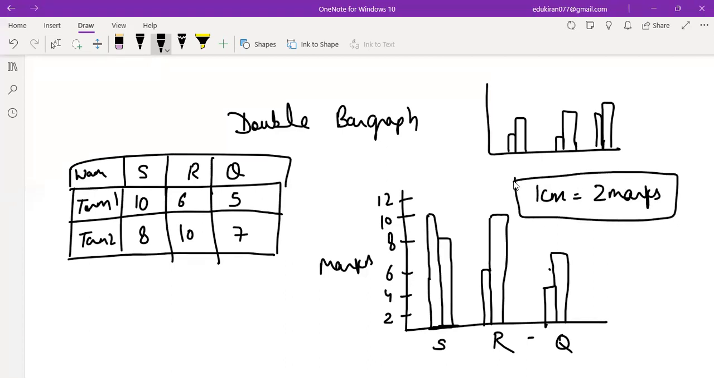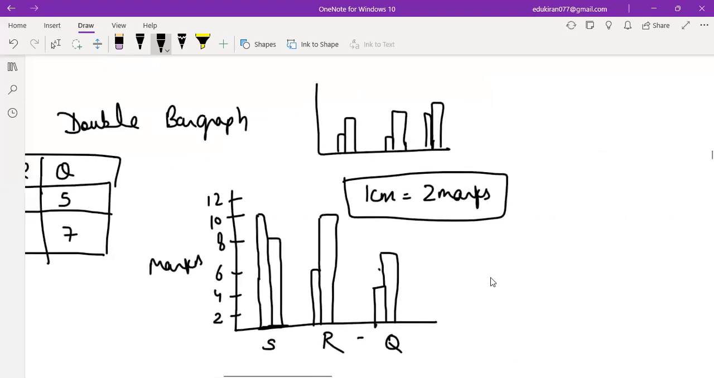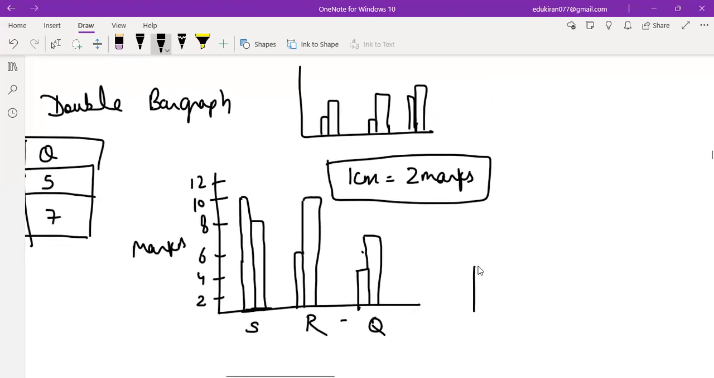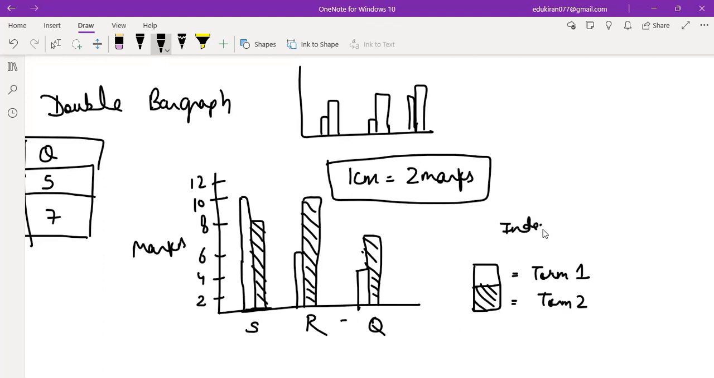Scale. Now, one thing in this, whenever we draw a double bar graph, you have to mention an index here, like this. For example, the first one is blank, so you will leave it like this. This first one is term 1. And for example, the second one, you made it like this. Second term. So you will also make it like this here and write, this is for term 2. Clear? This will be your index.